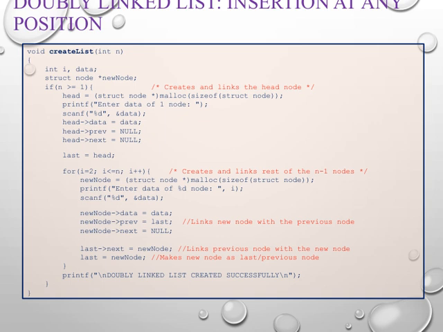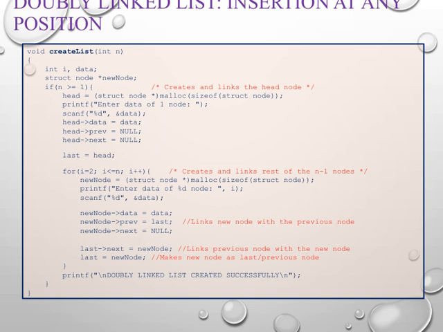Inside this loop, we allocate memory for a new node, prompt the user to enter data for the current node, and read that input. We then assign the data to the new node, set the new node's previous pointer to point to the last node, and set its next pointer to null.